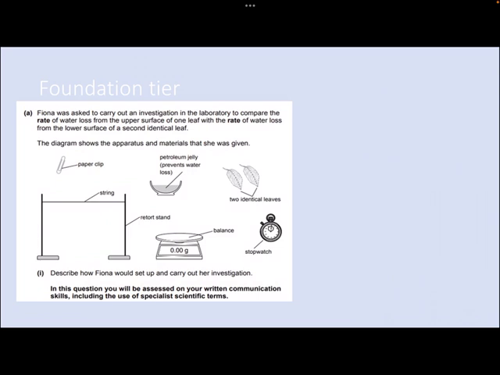So within your answer, you need to ensure that you are explaining how each part of apparatus is used in this investigation. So you would be taking the 2 leaves. One of them will have the upper surface covered and one will have the lower surface covered with a petroleum jelly. You would weigh the leaves before and after a period of time.